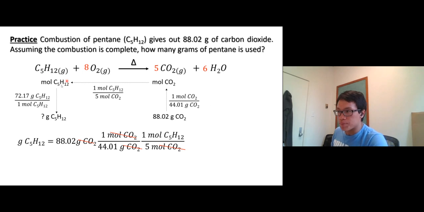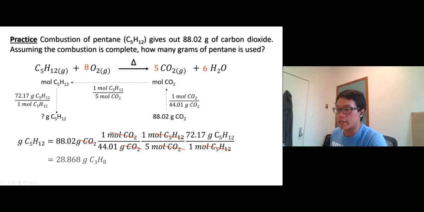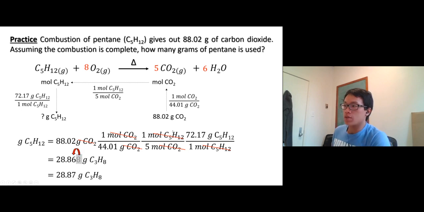Lastly, moles of pentane to grams of pentane. So 1 mole at the bottom, grams at the top. Okay. And do the math. You should get 28.86 grams. And round it to 4 sig figs, since there are 4 sig figs here in 88.02.